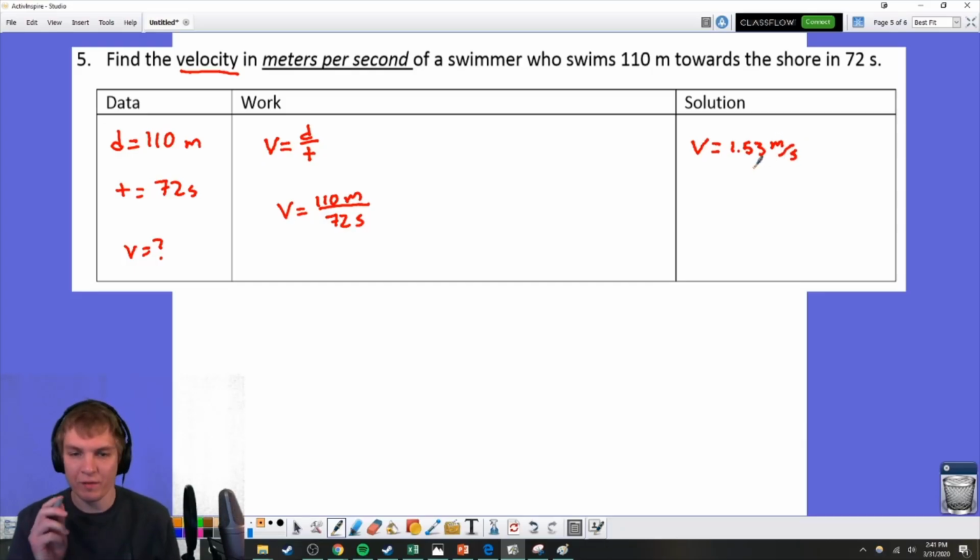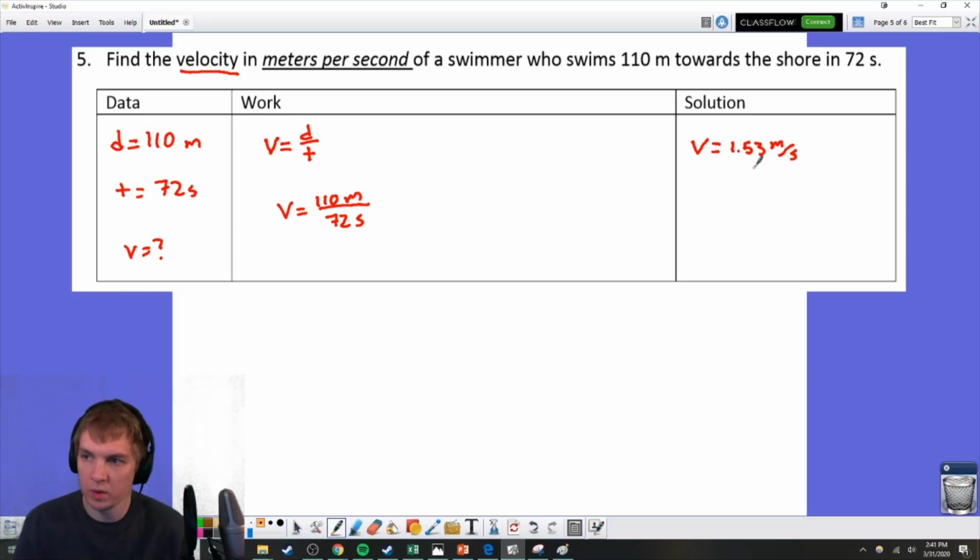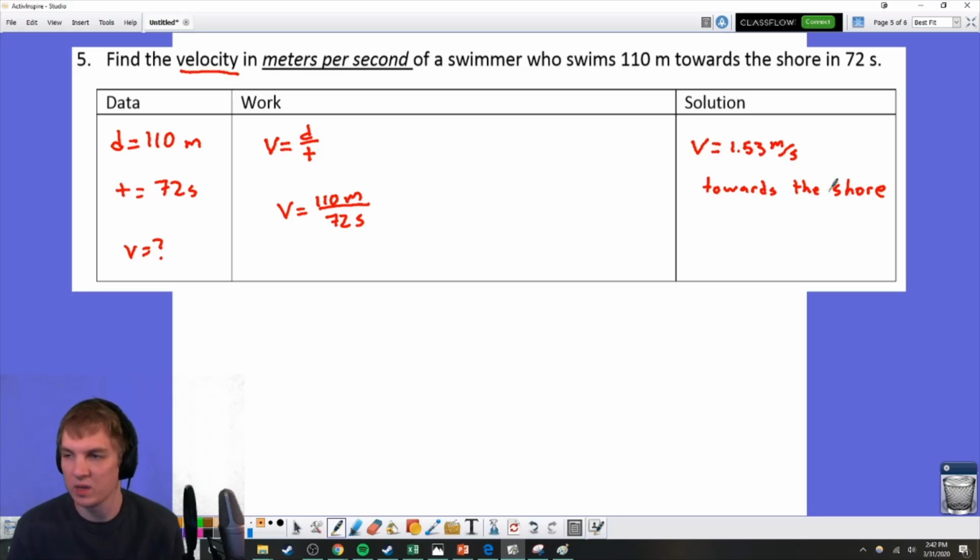Now, that's the numeric value of this problem. But remember, velocity is not the same thing as speed. This is just a speed. Velocity not only has a magnitude like speed, but it also has a direction. So you have to tell me in what direction. Well, in the problem, it says a swimmer who swims 110 meters towards the shore. So what you could say is that he has a velocity of 1.53 meters per second towards the shore. So that's the only direction that we have. We don't know if it's east, west, up, or down, but it does give us a direction. So it's 1.53 meters per second towards the shore.